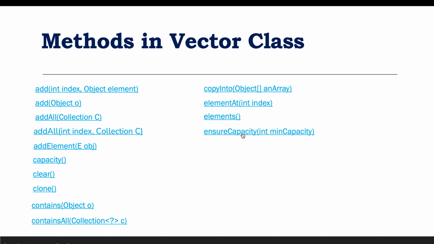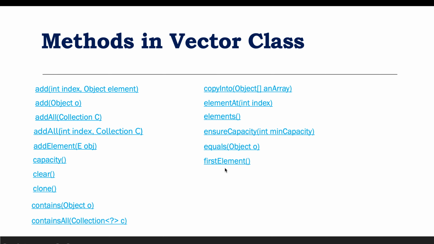Okay. ensureCapacity. This method is going to ensure the minimum capacity. Let's say we want to make sure that the vector class always maintains a capacity of 20. So here we can provide 20, and it is not going to keep the vector class size less than 20. Another method is the equals method. The equals method is a very common method, used to compare the equality of two objects.